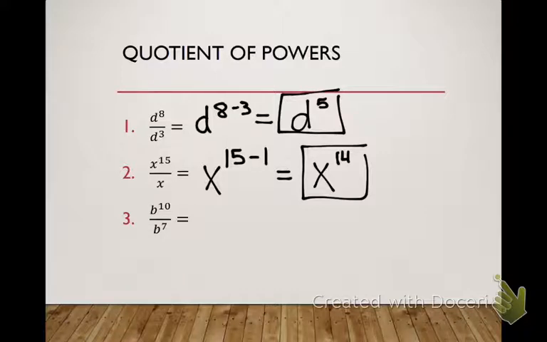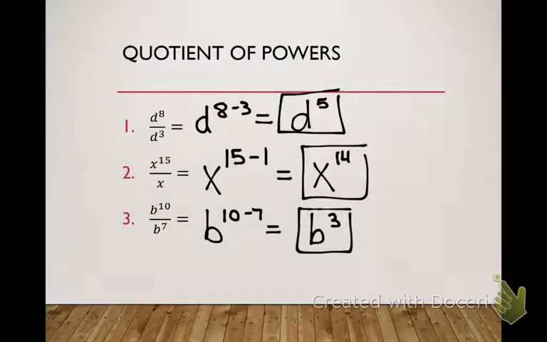All right. B to the what? 10 minus 7 is B to the third. Who got it right? Good. Okay, I think everybody got it right.